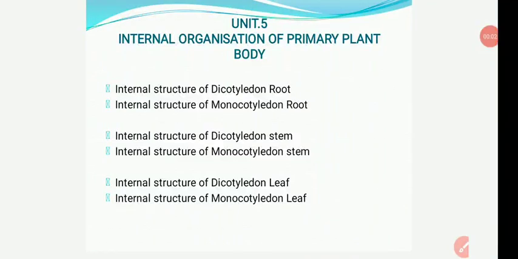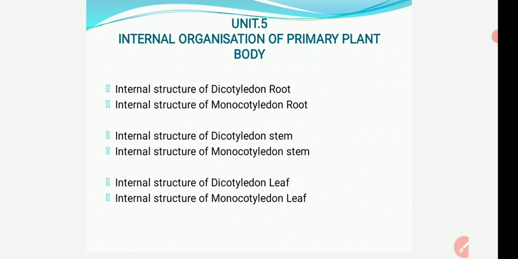Hello everyone. In this video we are going to start with our topic number 5, that is internal organization of primary plant body. In this topic we are going to discuss the internal structures of dicot plants as well as monocot plants, in which we are going to study the dicotyledon root, dicotyledon stem and dicotyledon leaf internal structure, as well as the internal structure of monocotyledon root, stem and leaf.